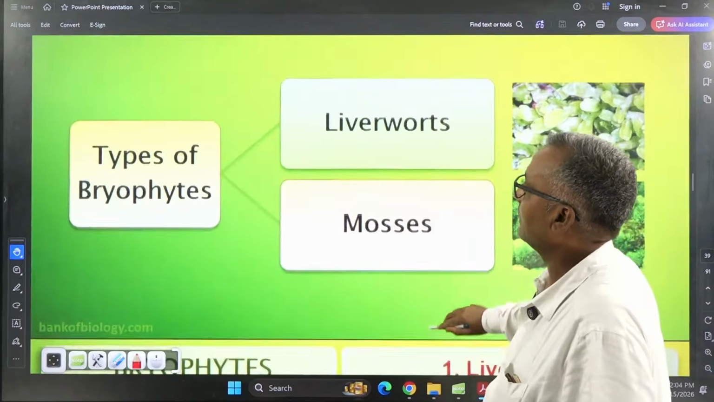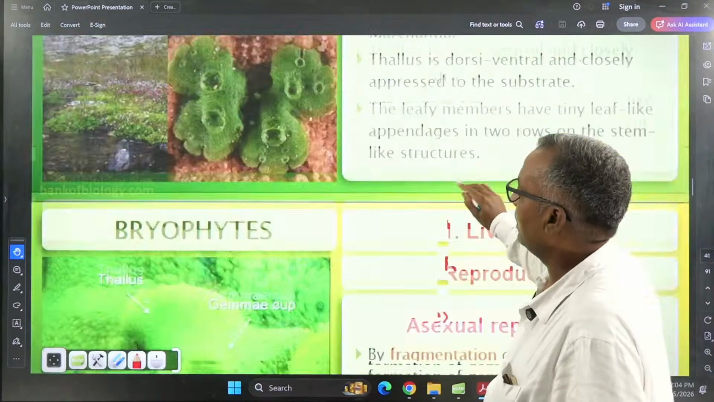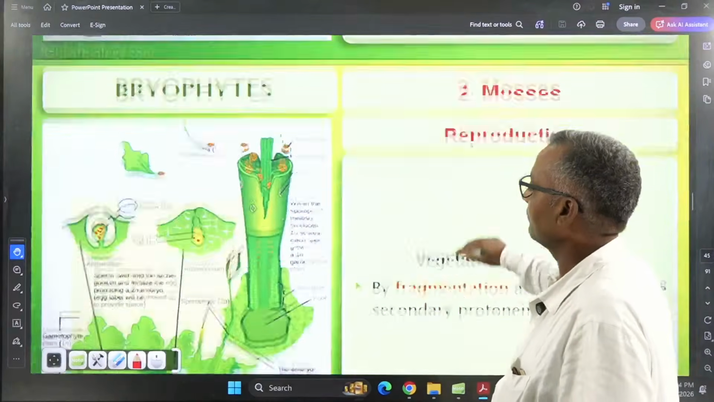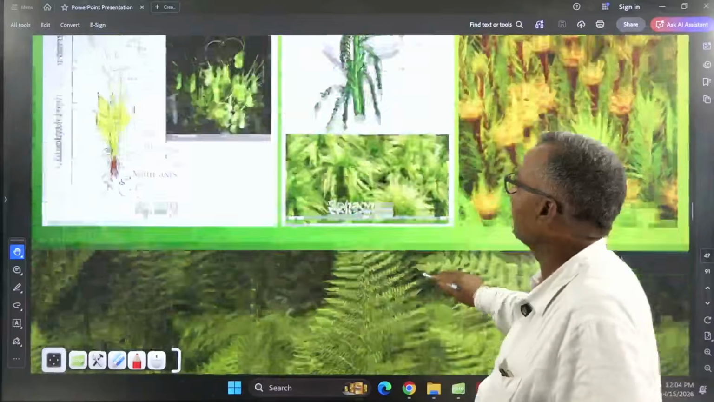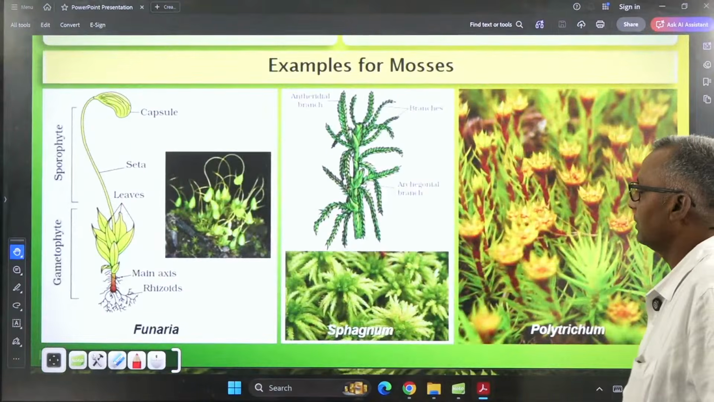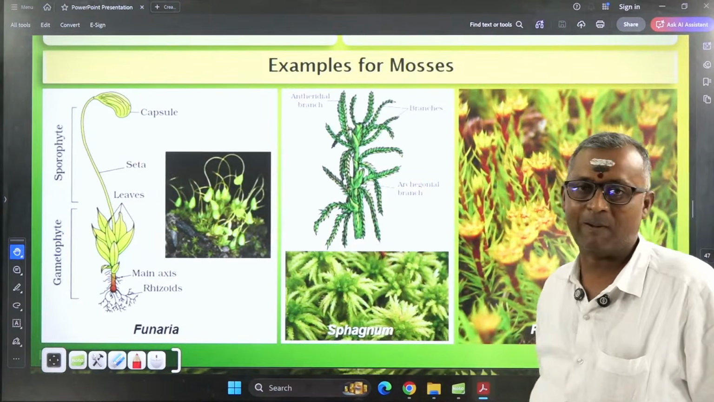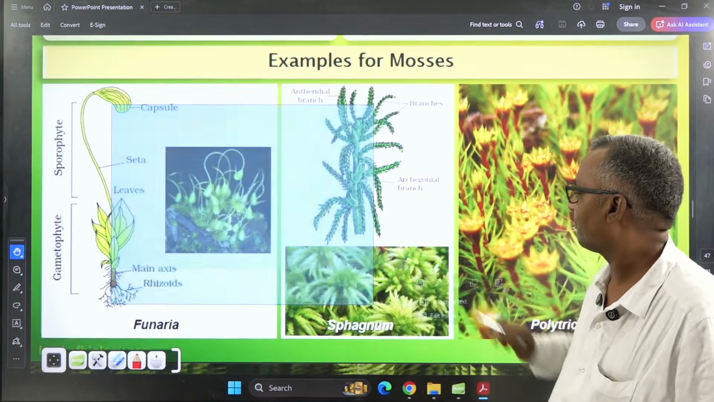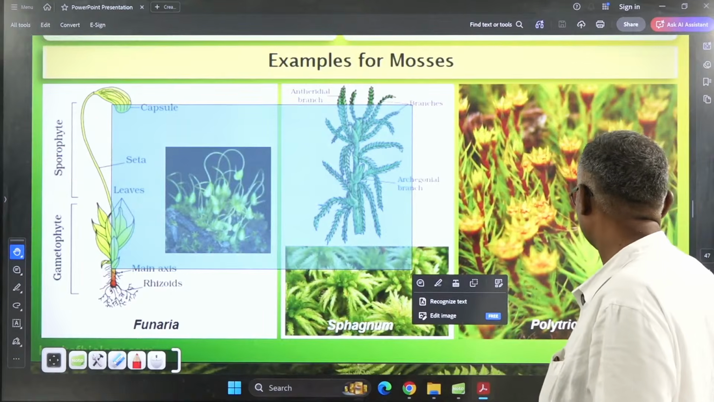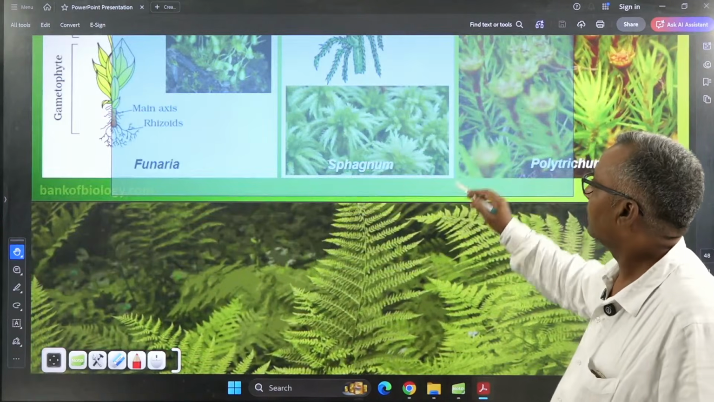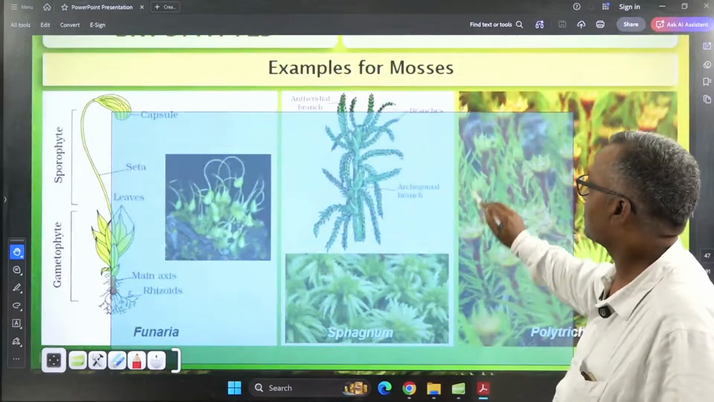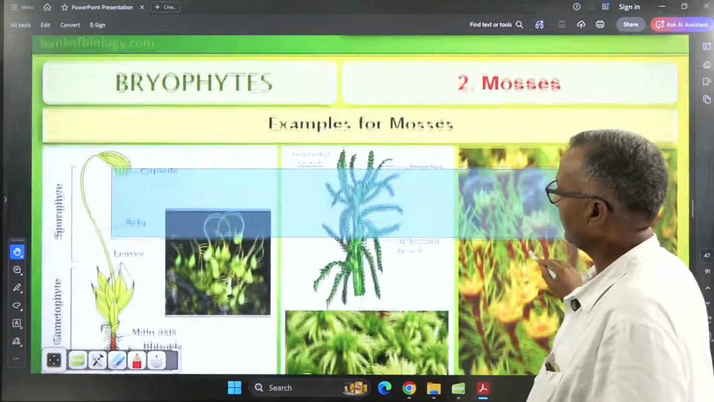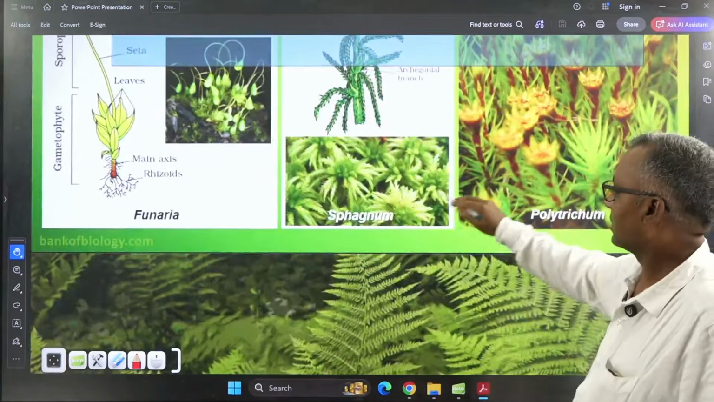Next, look at here. This is a bryophyte called sphagnum. Sphagnum appears like this. It is a bryophyte which is known as sphagnum. Next, look at here. This is the bryophyte.